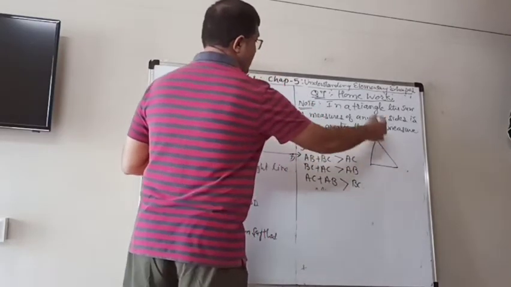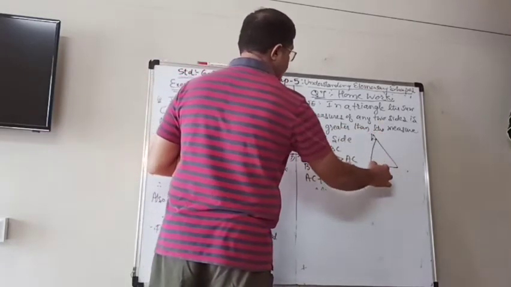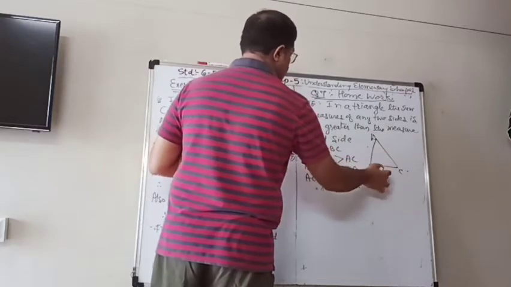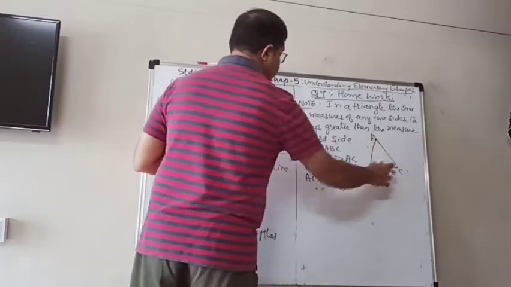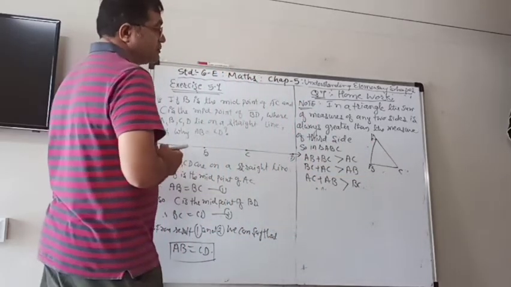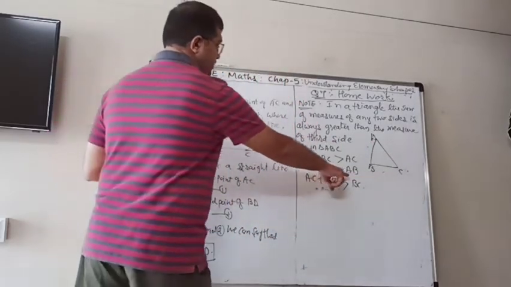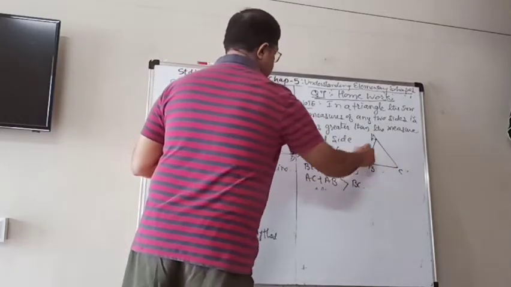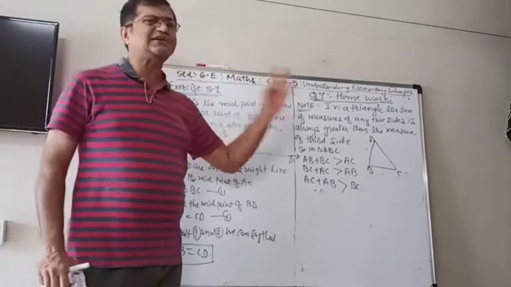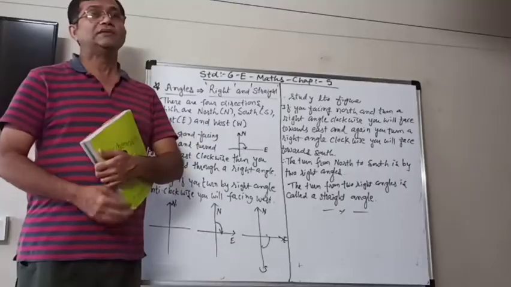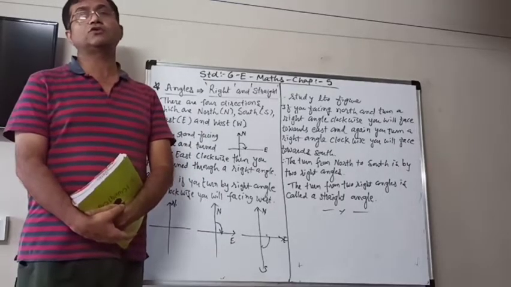It means that if you draw any triangle ABC, and if you find the measure of those two sides AB and BC, and you add them, AB plus BC will always be greater than the third side. Similarly, BC plus AC will be greater than AB, and AC plus AB will always be greater than BC, for any type of triangle.